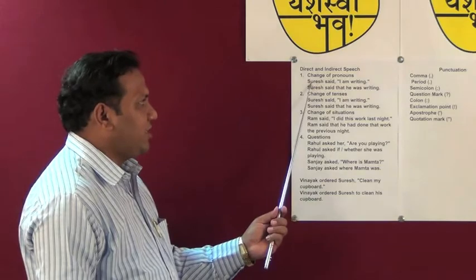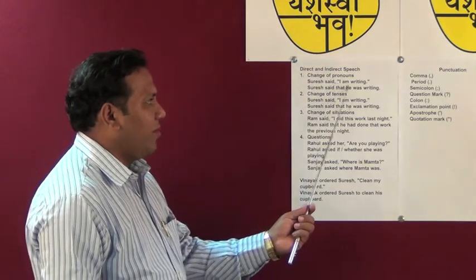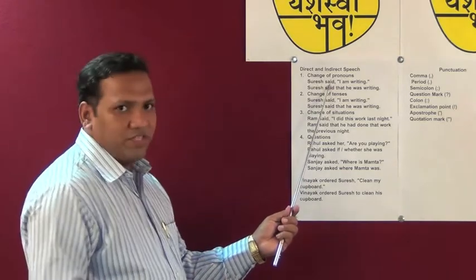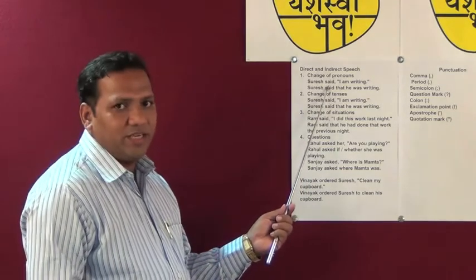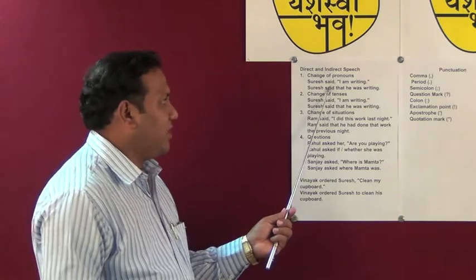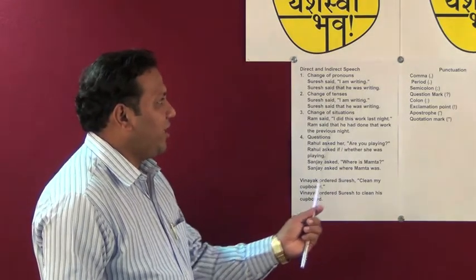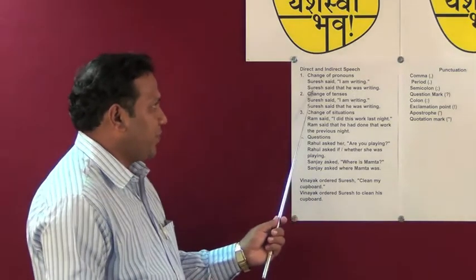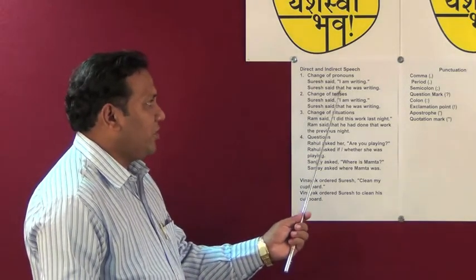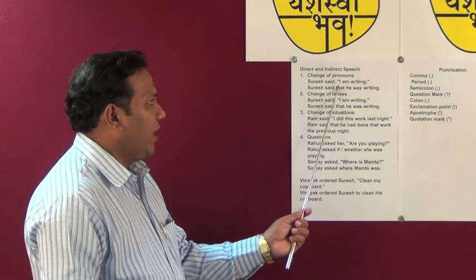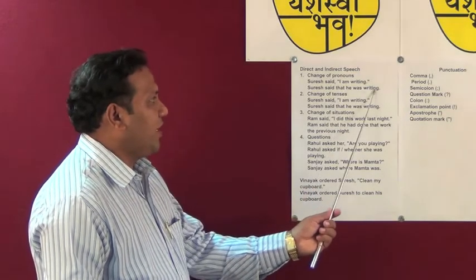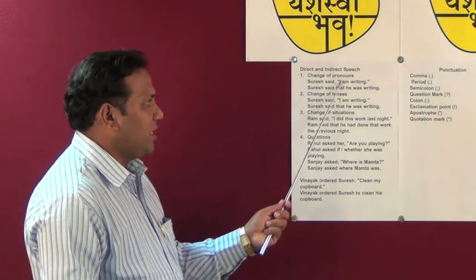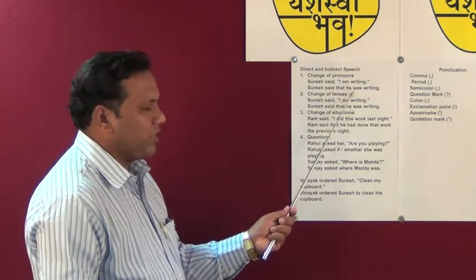Now here is the sentence. Suresh said, I am writing. Here "Suresh said" is the reporting verb. Always remember that if the reporting verb is in past tense, then the sentence in inverted commas gets changed into past tense. Suresh said, and a connector is used, that he was writing. Now just try to understand what we changed. Focus on this I, which changed into he.